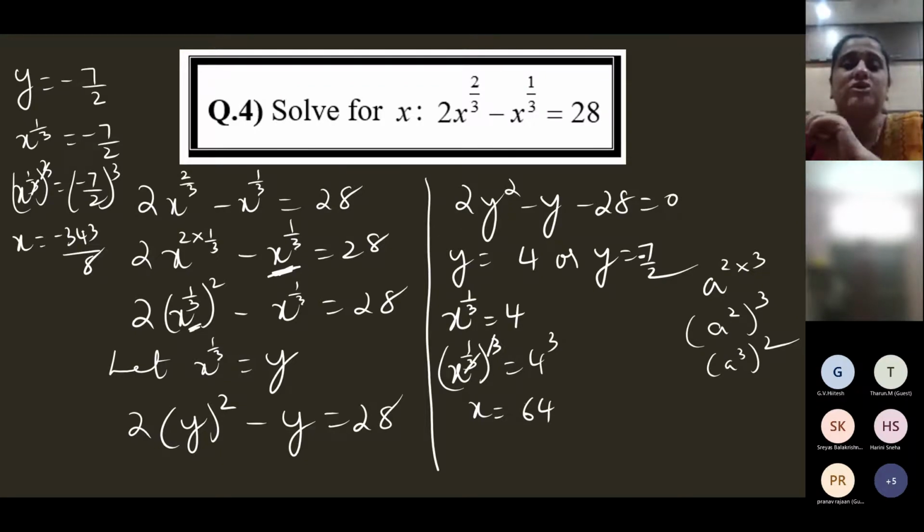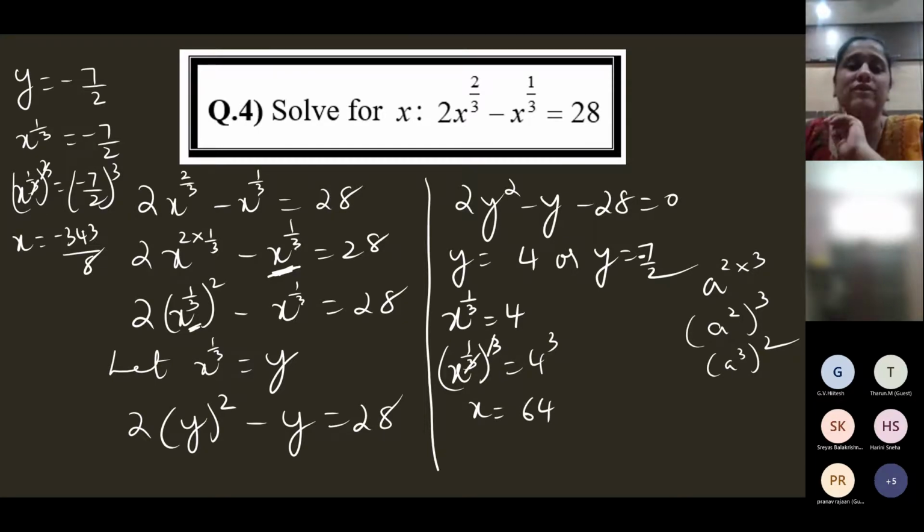You need to convert the given equation to a quadratic form by using the concept of exponents. So you must write x to the power 2 by 3 as x to the power 1 by 3, the whole square. Then let x to the power 1 by 3 be equal to any other variable, y, a, b, c, anything. So you must rewrite the given equation using y. When you do that, you get 2y square minus y minus 28 is equal to 0. Then solve for y, which you can do by splitting the middle term or the quadratic formula.